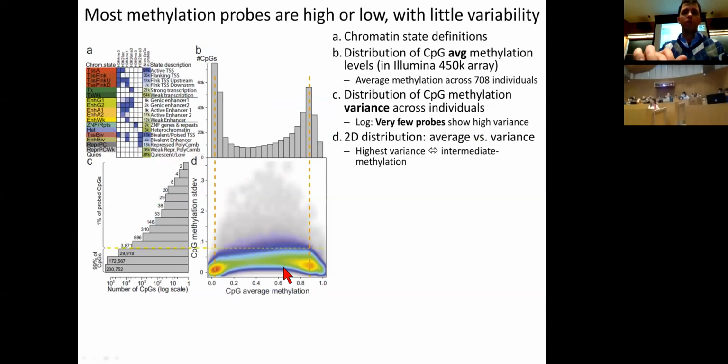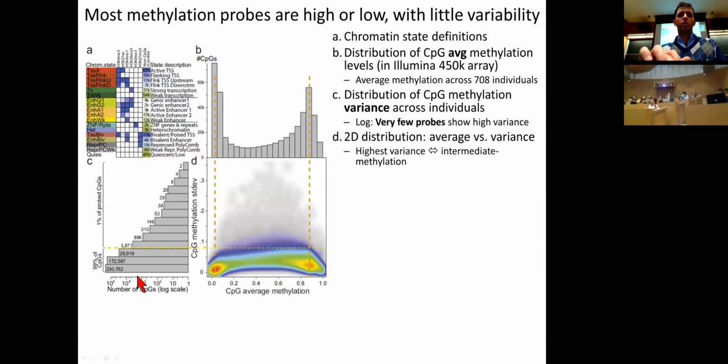So then for every CpG, we can ask what is its average methylation, and you can see here the distribution of the average methylation. It's a bimodal distribution. Many CpGs are simply unmethylated, and many CpGs are simply methylated, and there are fewer in between. So you're either highly methylated or lowly methylated.